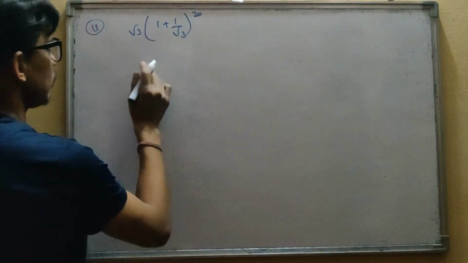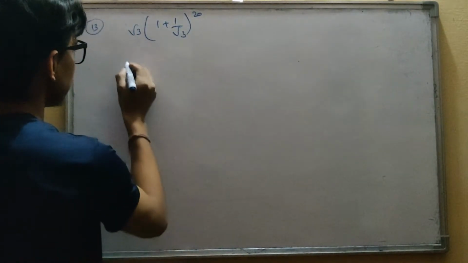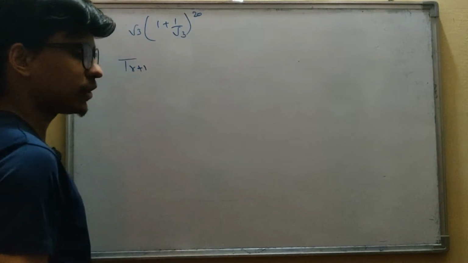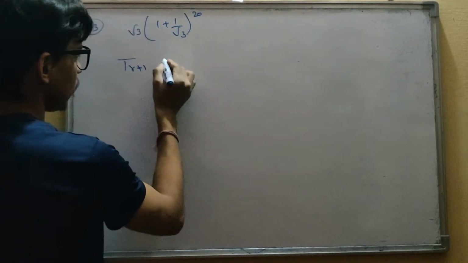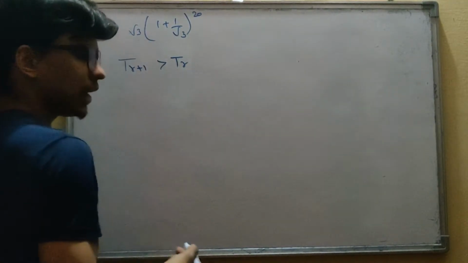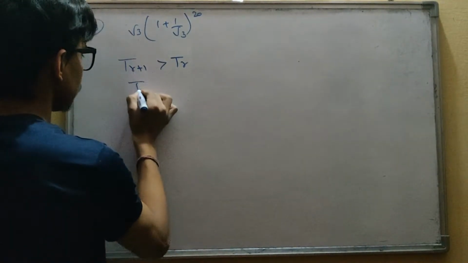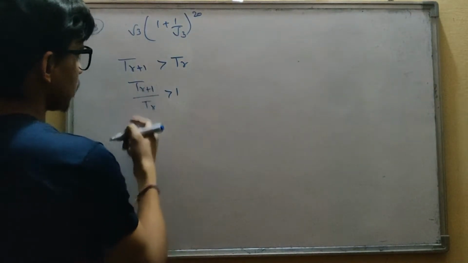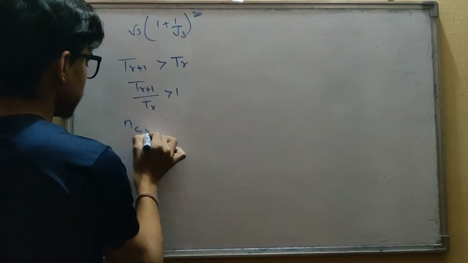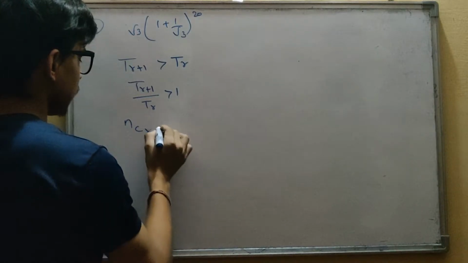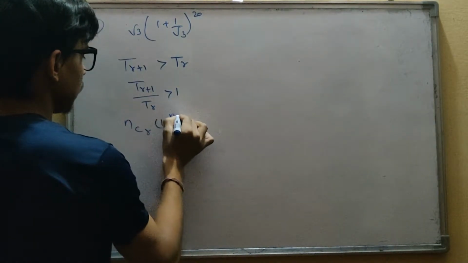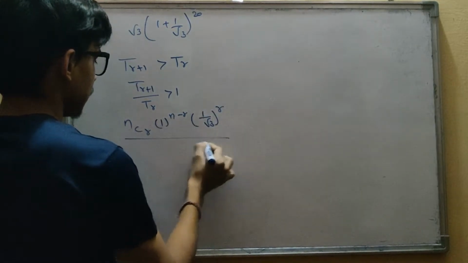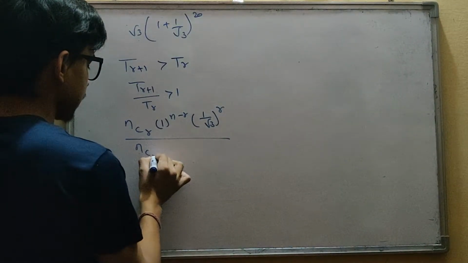Right. So in order to do so, let's say t(r+1) is the greatest term, right? If t(r+1) is the greatest term, then of course t(r) is going to be less than that. So you can write it like this: t(r+1) upon t(r) is greater than 1. Now what is t(r+1)? t(r+1) is nCr 1 to the power n minus r, and 1 upon root 3 to the power r, and this is going to be t(r).